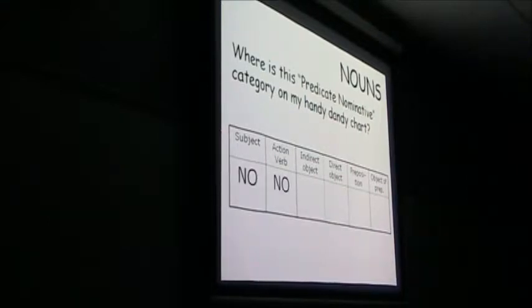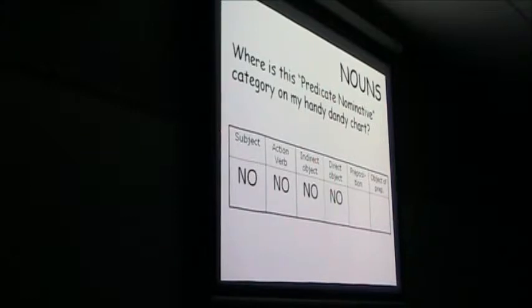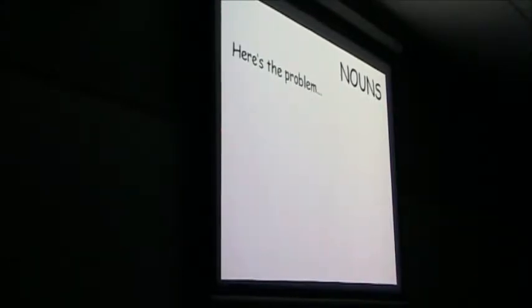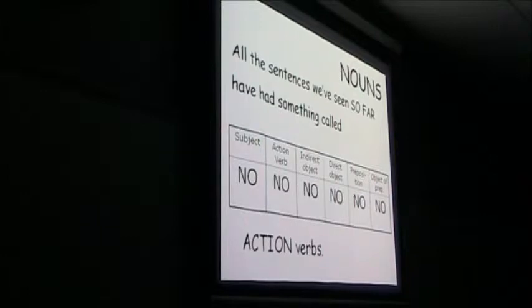Subject? Nope. Action verb? Nope. Indirect object? No. Direct object? No. Preposition? No. Object of preposition? No! Here's the problem. All the sentences that we've seen so far have had something called an action verb in them. See? Action verb. So, let's go to action verbs. We have to understand that first.